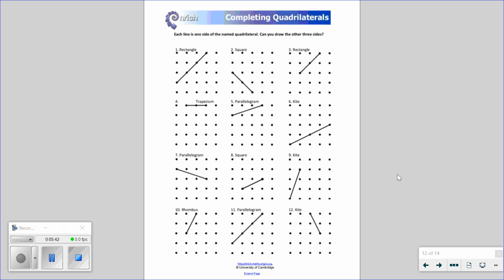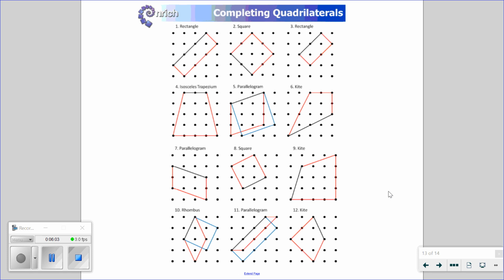So here's an extra challenge to really get you thinking. Each line is one side of the named quadrilateral. So this line is one side of a rectangle. Can you draw the other 3 sides? And here are the challenge answers, and you can see that for a few of them there was more than one answer.